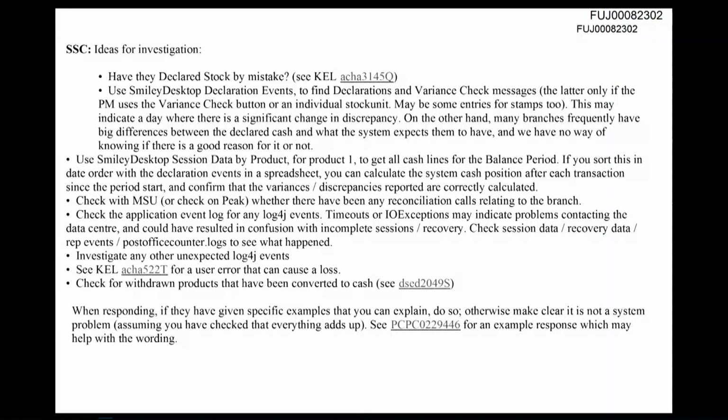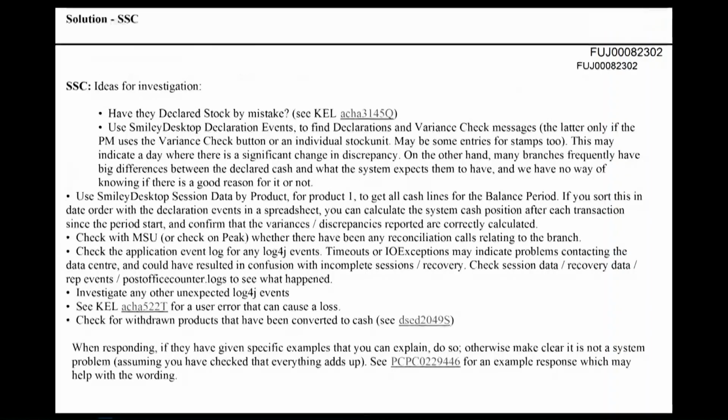At the foot of the page, when responding, if they've given specific examples that you can explain, do so. Otherwise, make clear it's not a system problem, assuming that you've checked that everything adds up. See a peak ending in 446 for an example response, which may help with the wording. And so it's a summary of what you're saying in this KEL to the earlier lines of support.